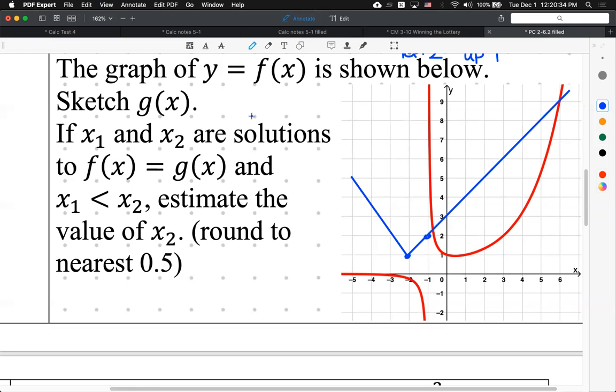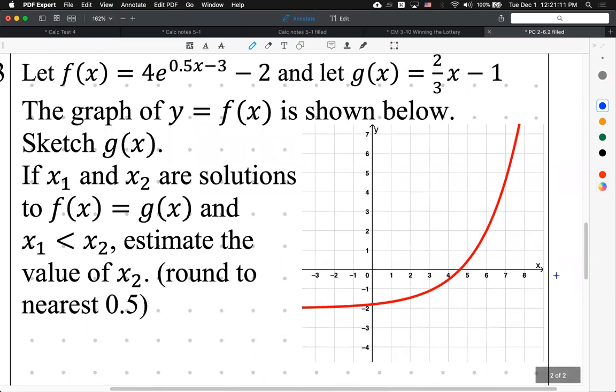Can someone estimate the x coordinate of this intersection up here? Someone that hasn't spoken? What is the x coordinate of this intersection up here? Yeah, I'll show you. 6, there it is. The answer here is 6. Why? Because if you look down, this x coordinate is 6. And we're done. So again, the process for each of these is graph it, find the x coordinate of the intersection, move on.